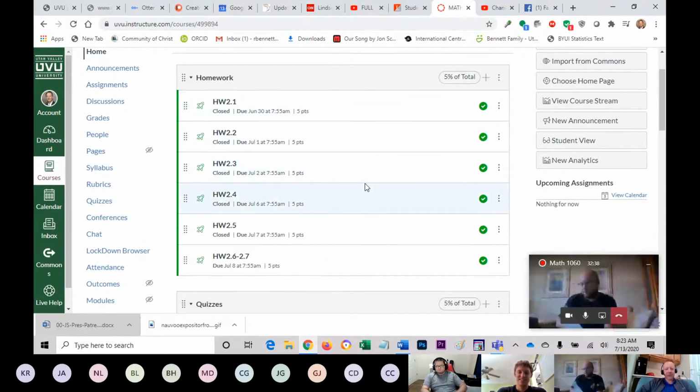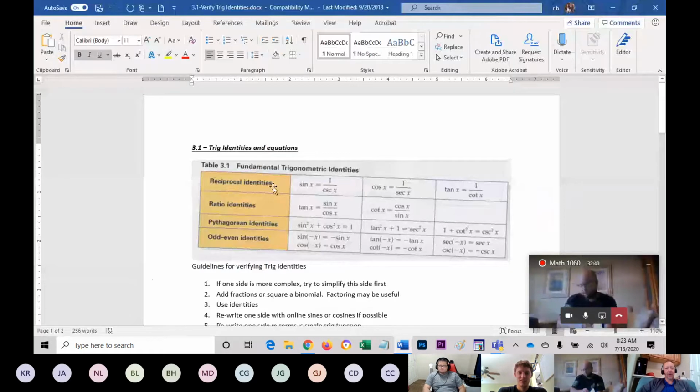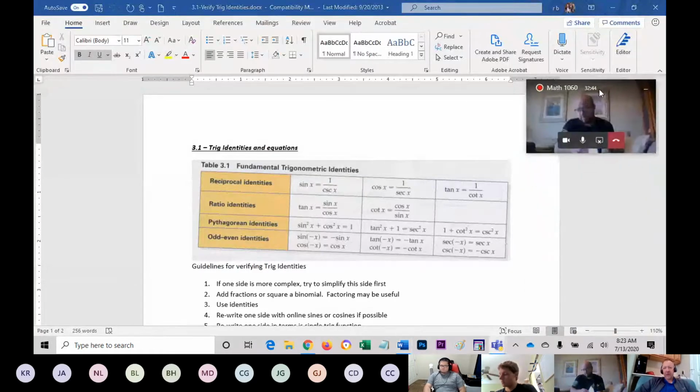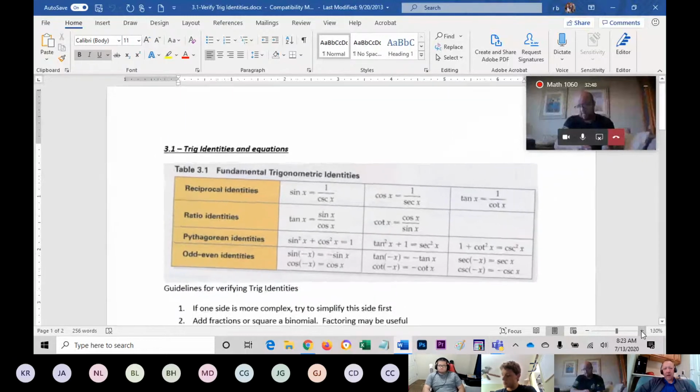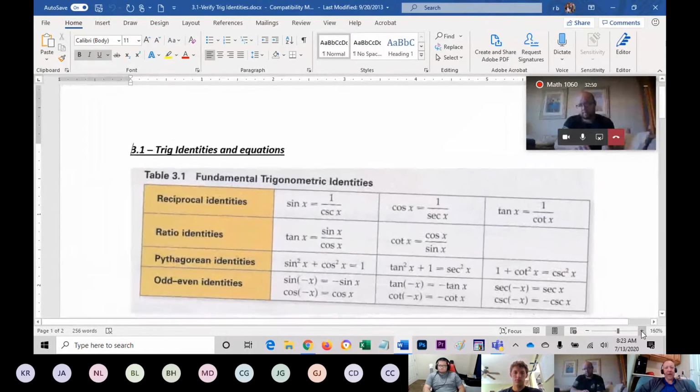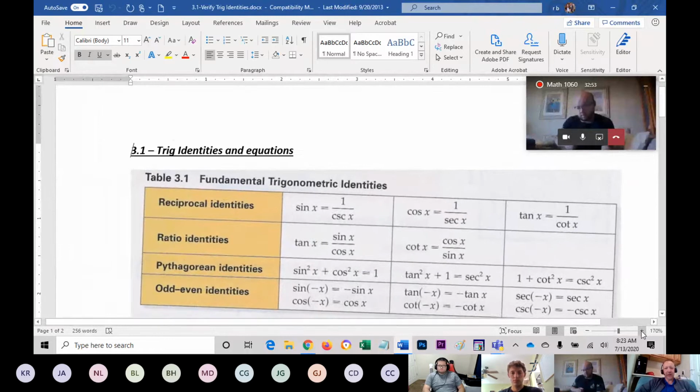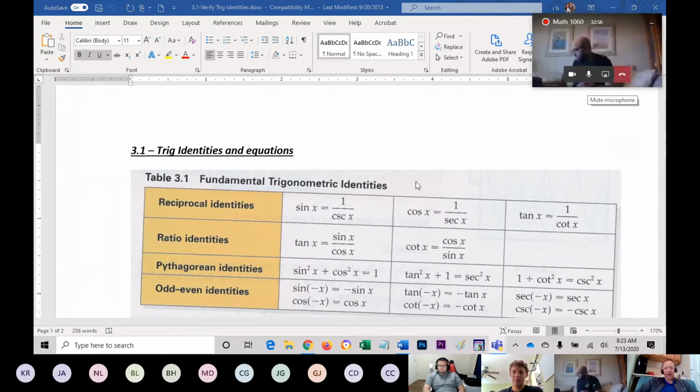All right, so here we go. 3.1. Let me make this a little bit bigger. Okay, fundamental trig identities. I'll make this as big as I can. Okay. So the reciprocal identities you should already know. 1 over the cosecant is the sine. The cosine's 1 over the secant. Tangent's 1 over the cotangent.